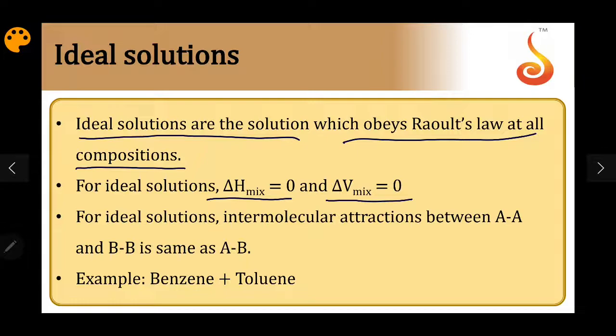If I mix exactly 10 ml of one liquid and 10 ml of another liquid, I should get exactly 20 ml of the mixture. And for an ideal solution, the intermolecular forces between A-A and B-B will be the same as A-B. There is no difference between intermolecular forces in the pure components and the mixture. An example of a nearly ideal solution is benzene and toluene. Benzene and toluene have the same intermolecular forces with respect to each other. So benzene-benzene interaction is almost the same as toluene-toluene and benzene-toluene, so they form an almost ideal solution.